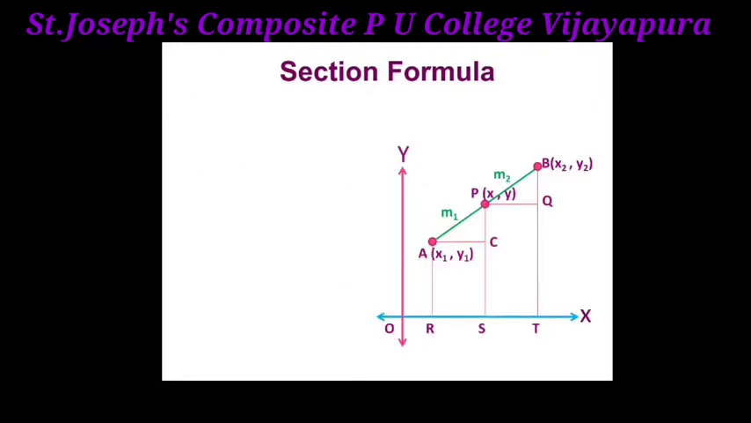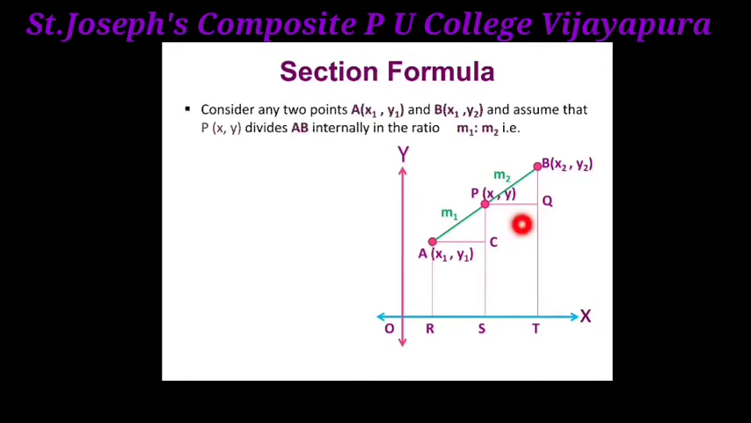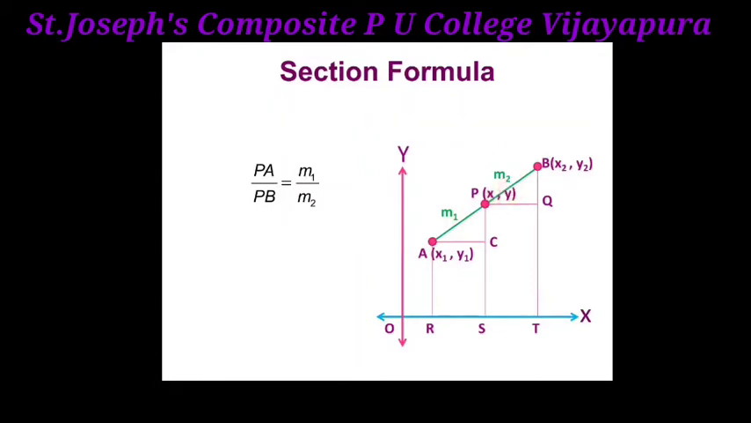Now let's derive this section formula here. Okay. So consider any 2 points A(x1, y1) and B(x2, y2) and assume that this point P(x, y) divides the line AB internally in the ratio of m1 is to m2. Okay. So this point P divides this green line AB into 2 parts with the ratio of m1 is to m2. Therefore, this PA divided by PB will be m1 by m2.